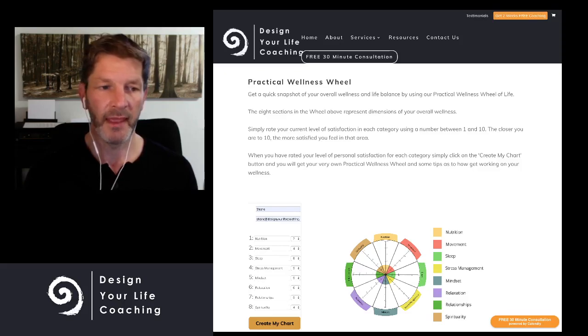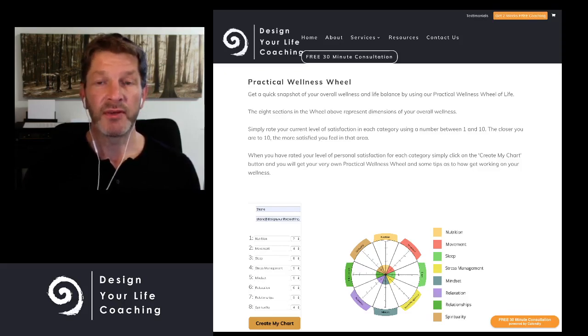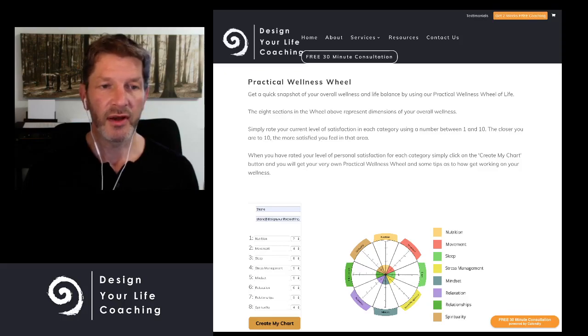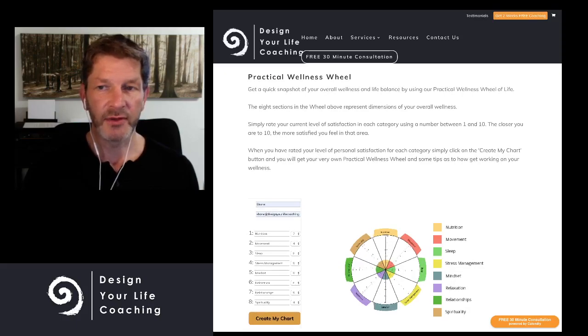of the tool. So the very first step would be to go to my website, designyourlifecoaching.ie, and bring up the Wellness Wheel. So there's a link on the front page to the Wellness Wheel, and once you're there you'll see the page that looks like this. And the next step for you would be to put in your details, your name and your email address and the top headers there. And then you can see that I've broken your wellness down into 8 different areas. Everything from nutrition, movement, sleep, stress, all the way to things like spirituality.